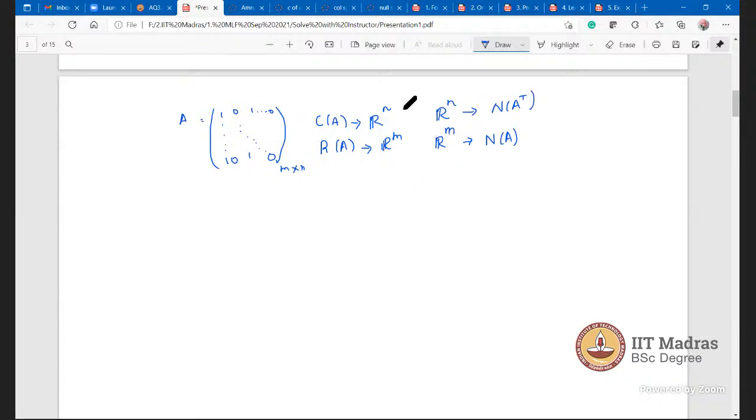Ma'am, can I come in? Yeah, just a minute. These two spaces are orthogonal complements, and these two spaces are orthogonal complements. Yes? Ma'am, wouldn't column space be in Rm because m is the number of rows, right? Correct. Rn. And here it is Rn.